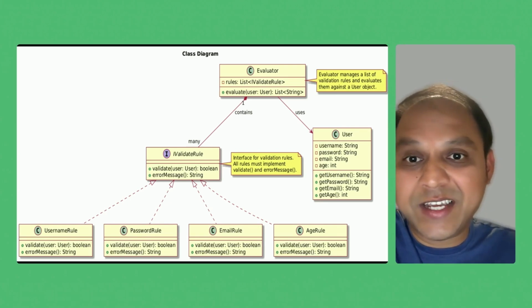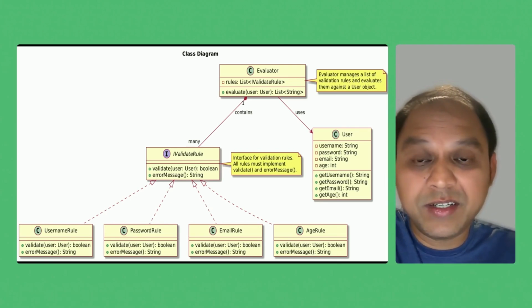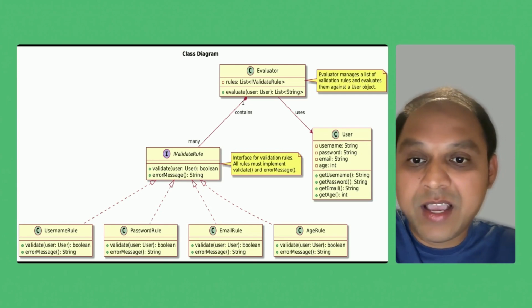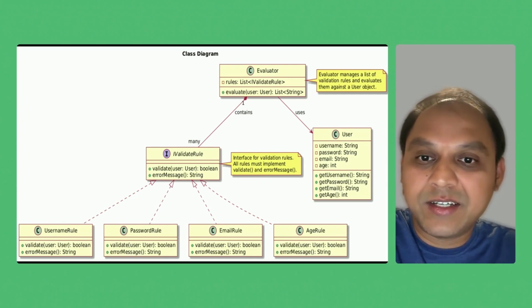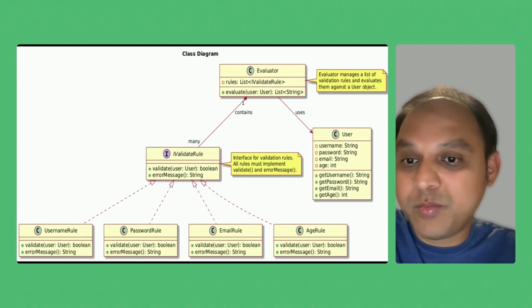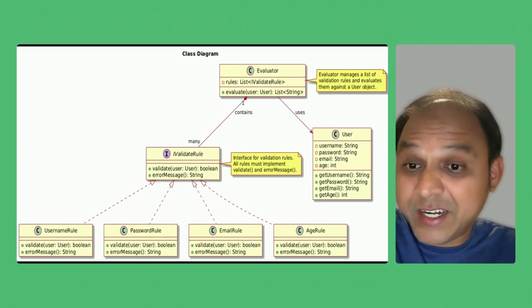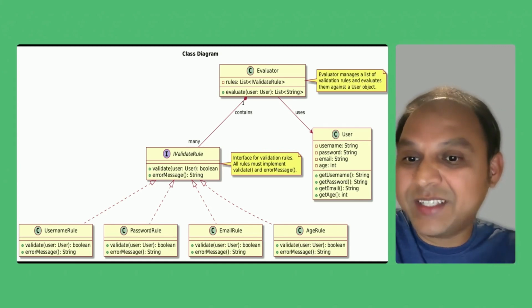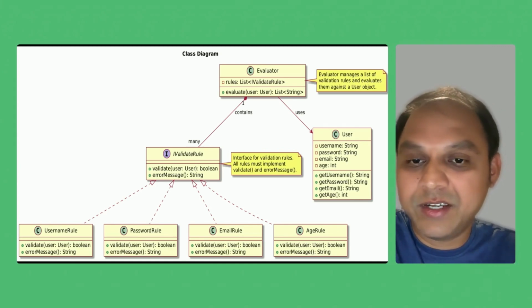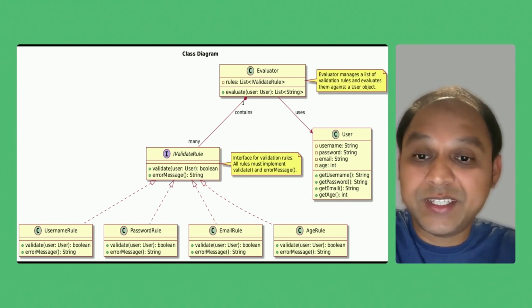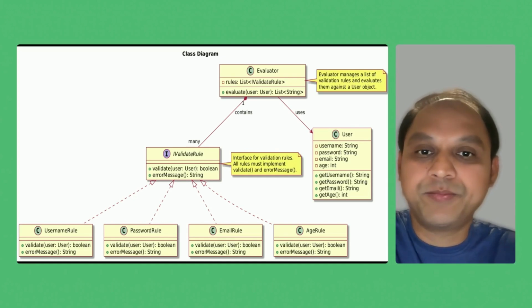So in this class diagram, I have applied two SOLID principles. One is every class having a single responsibility. For example, the username rule's responsibility is only one, that is to check the username validation, and the password rule checks only the password validation. So we have achieved single responsibility with this design pattern.